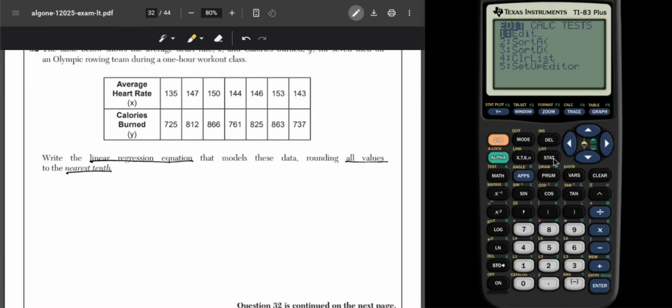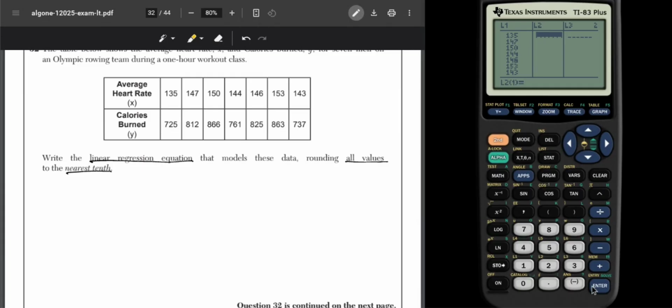So I'm going to go to stat, edit, and I'm going to put in my values very carefully. So L1 is going to be my X. So 135, 147, 150, 144, 146, 153, and 143. I have 7 values, and I'm just going to double check. I have 143, 153, 146, 144, 150, 147, and 135.